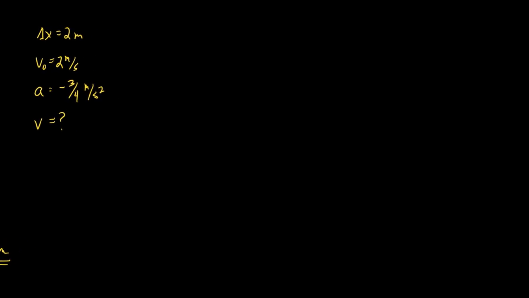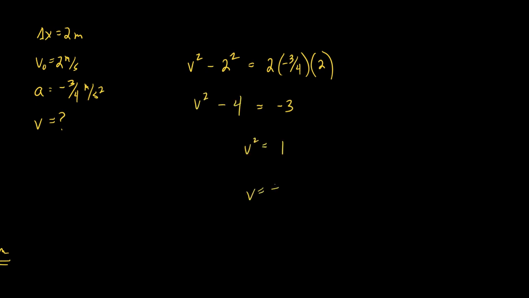So I'm going to go with v squared minus 2 squared equals 2a delta x. This side looks to be -3. This side is -4. So v squared equals 1. V equals plus or minus 1 meter per second. I think it's the plus one. I think it's going up the ramp at that moment. So I will interpret the plus or minus as being up the ramp.